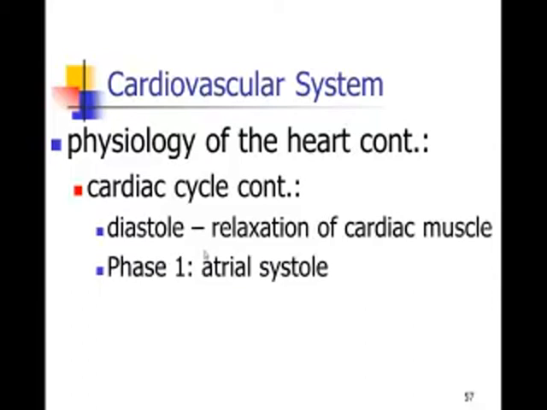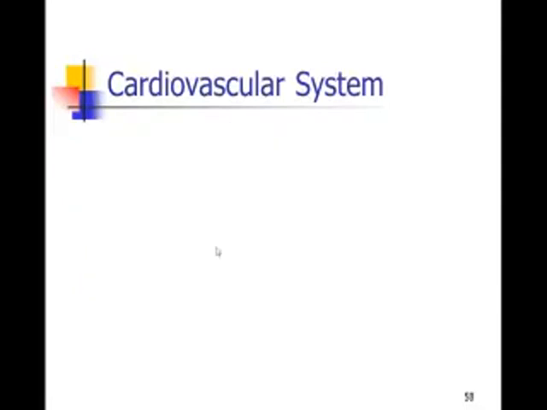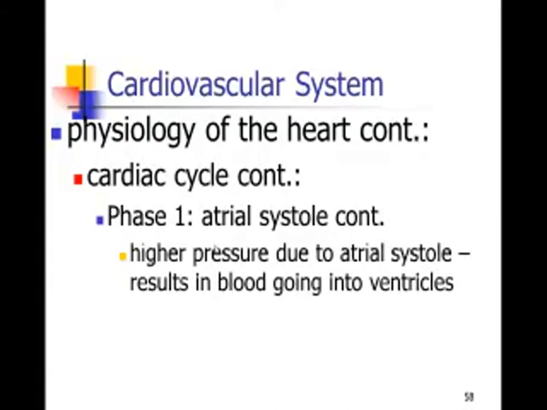So we have several overall phases. We have phase 1. That's going to be the time when the atria are contracting. Normally it's about 0.15 seconds long. And normally both atria are in systole at the same time. Remember, during this phase 1, the atria are contracting but the ventricles are relaxed. And this allows the atria to pump blood into the ventricle. The higher pressure inside the atrium due to the systole results in the blood being forced into the ventricles.